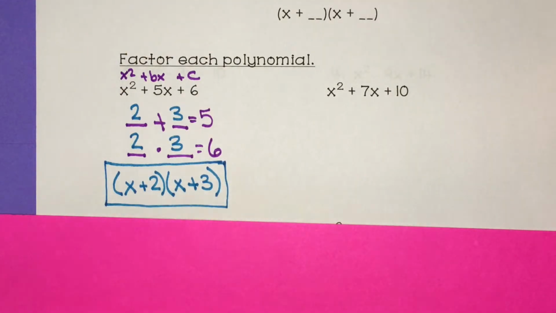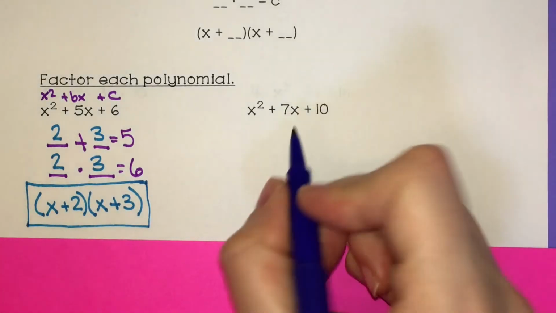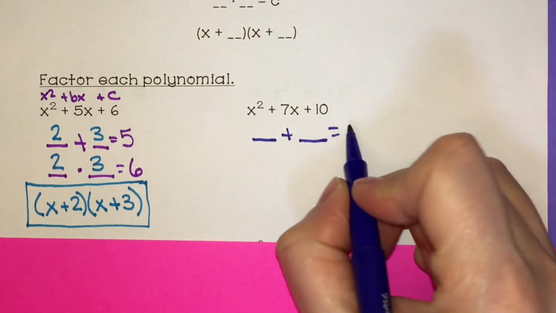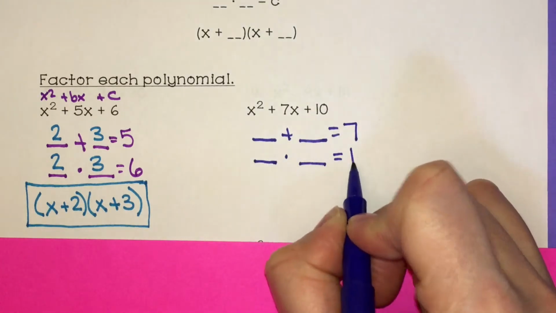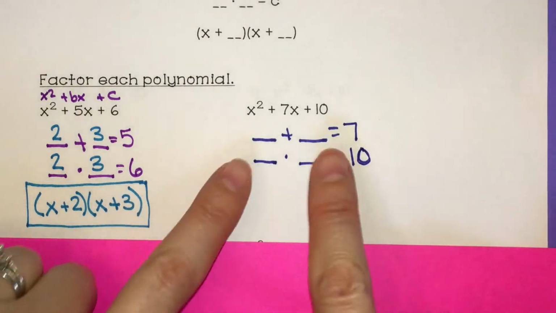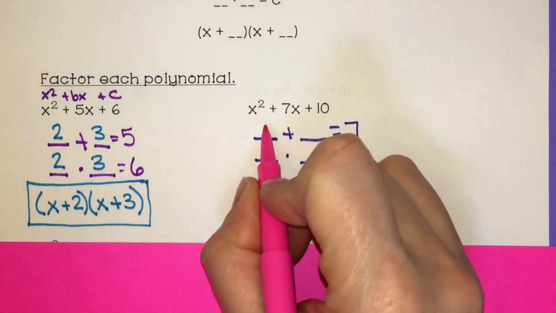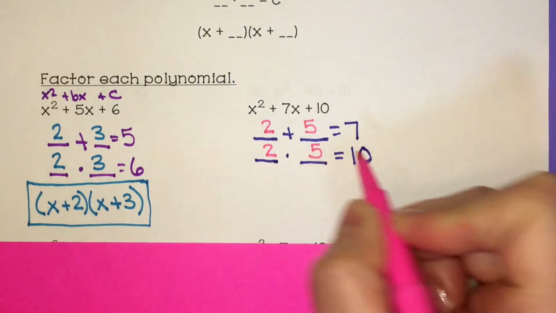Okay, so I'm going to try another one. I'm going to go through the same exact process. So I'm going to find two numbers that I can add together, in this case to equal 7, because that's my b value, and multiply together to equal 10, which is my c value. All right, so these numbers are fairly small, so I can see that 2 times 5 is 10, and 2 plus 5 is 7. So I know those will work. So 2 plus 5 equals 7, and 2 times 5 equals 10.